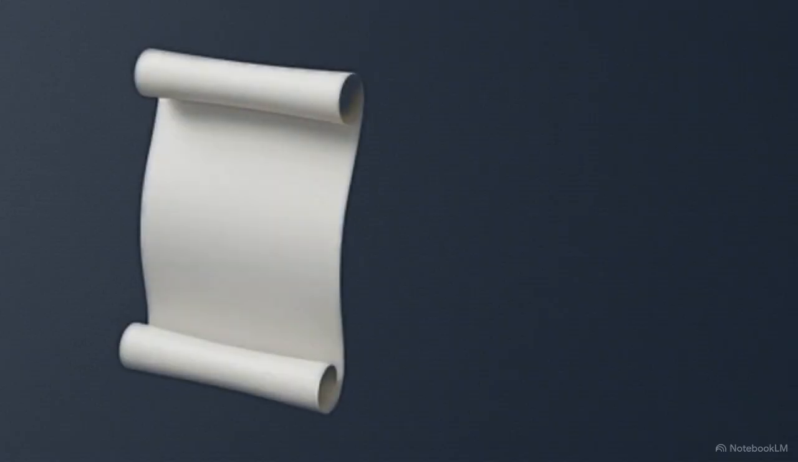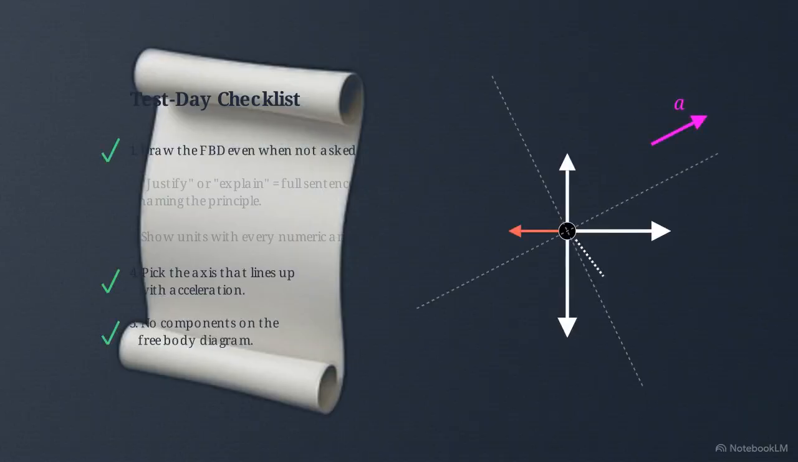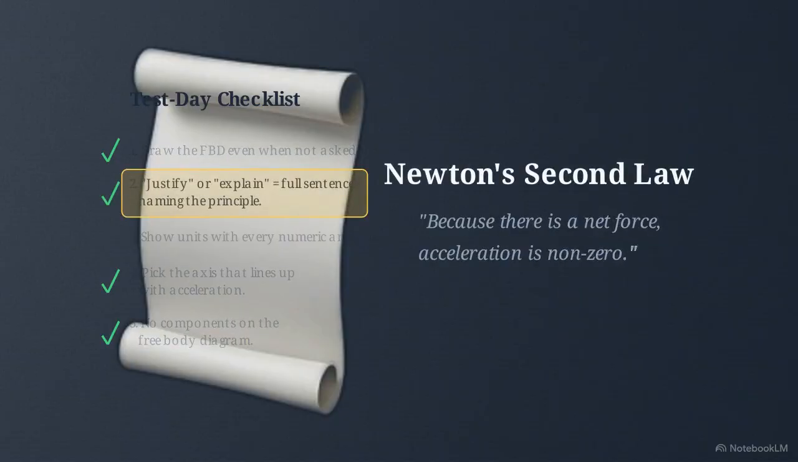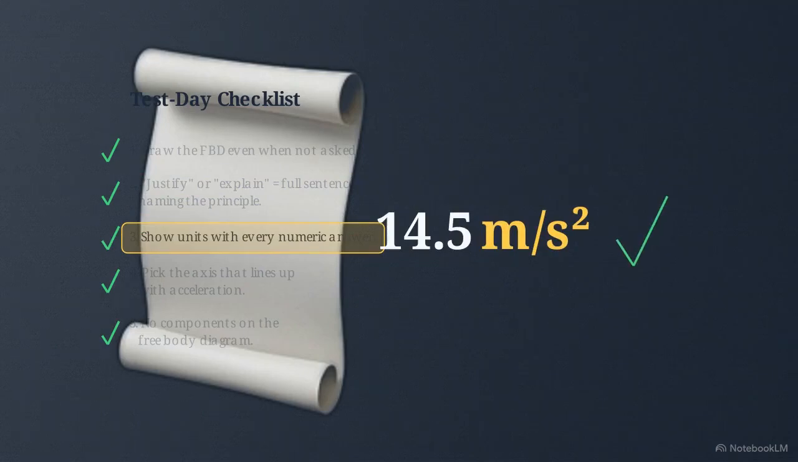Conceptual understanding only earns credit if your answers match the scoring rubric. Graders look for specific formatting and habits when they evaluate your work. Draw the free body diagram even when it isn't explicitly required. When asked to justify an answer, write full sentences that name the governing principle, such as Newton's second law, and connect it to the physical situation. Always include units with your final numeric answers.